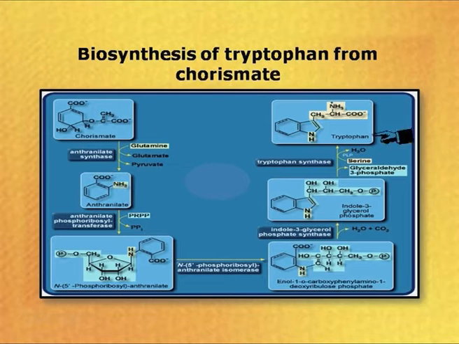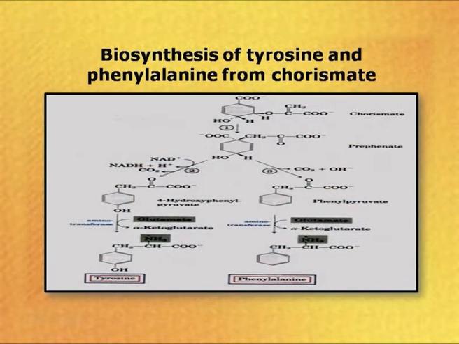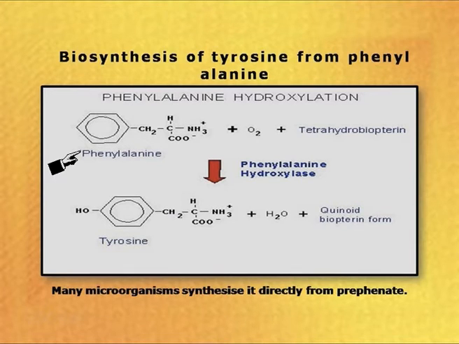This slide shows the biosynthesis of tryptophan starting from chorismate and follows a complex multi-step pathway. Again, tyrosine and phenylalanine are also produced from chorismate following two different routes. But as I have already told, tyrosine may also be produced through one-step hydroxylation of the amino acid phenylalanine, and the enzyme catalyzing the reaction is phenylalanine hydroxylase. But many microorganisms synthesize tyrosine directly from prephenate that I have discussed earlier.